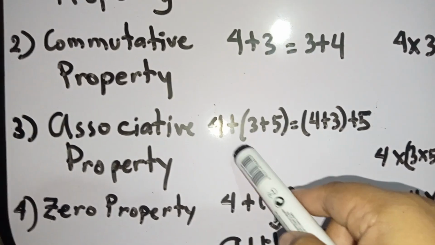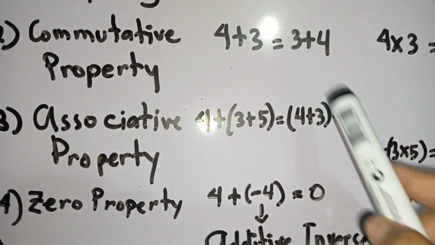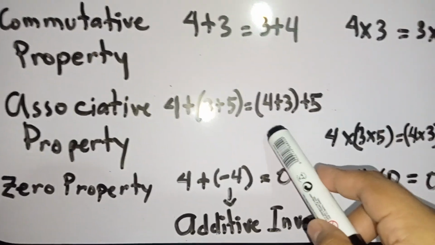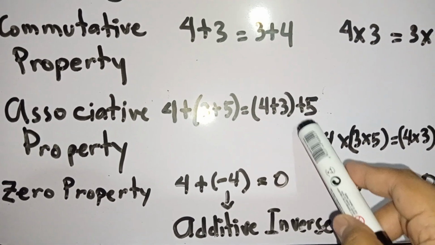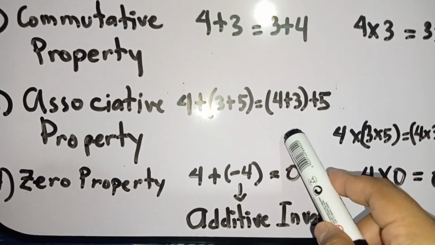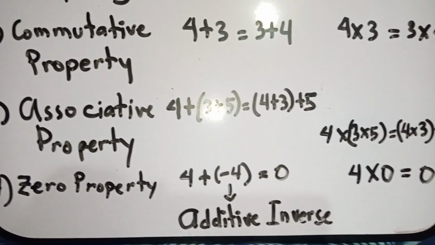Then if you add it, 3 plus 5 is 8, plus 4 is 12. On the other hand, you change the grouping. It becomes 4 plus 3, so 4 plus 3 is 7, plus 5 is 12. So they still have the same sum when you change the grouping of the addends.